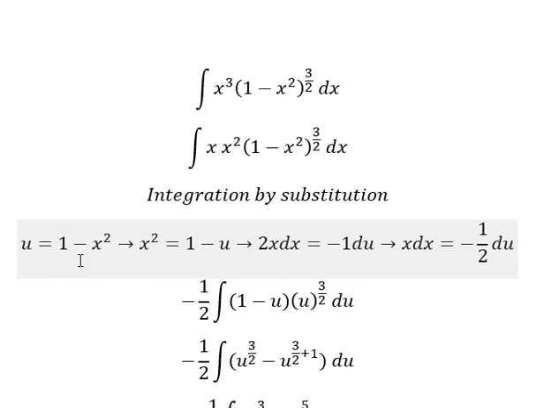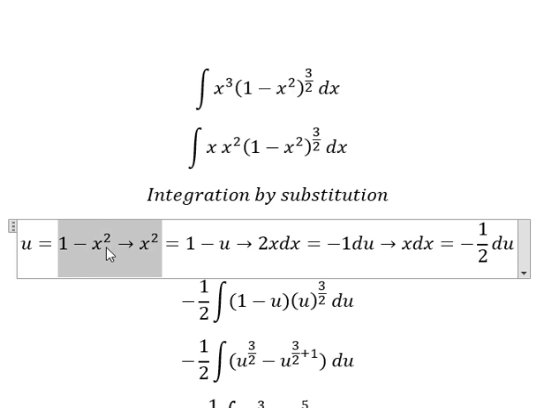About u, that is this one, 1 minus s square.